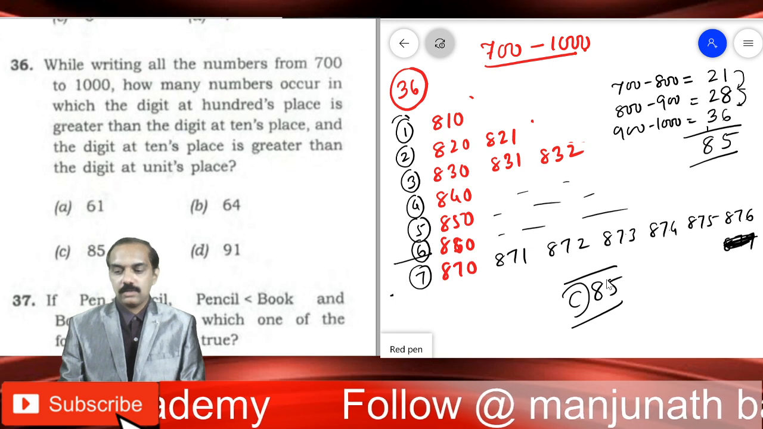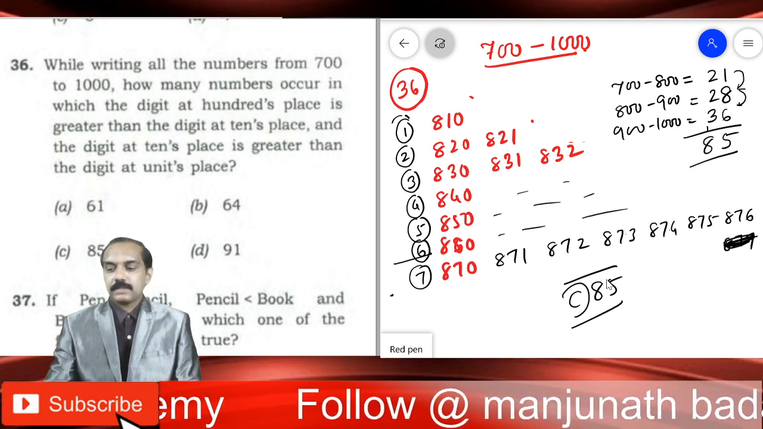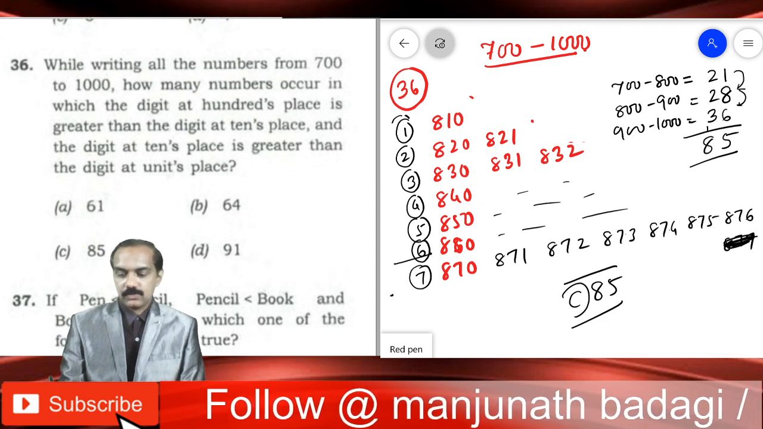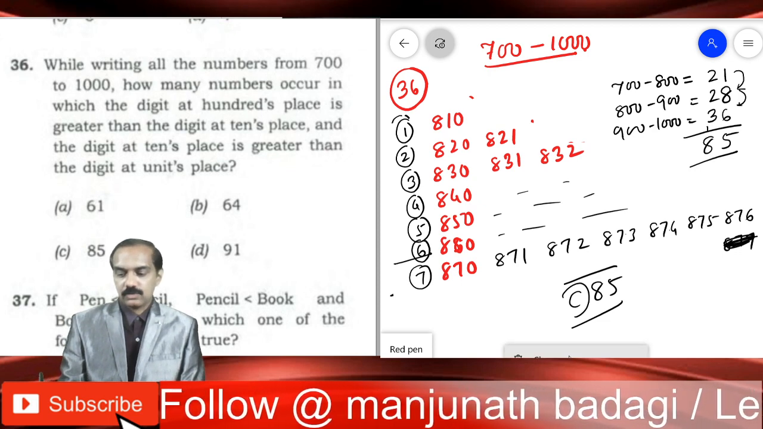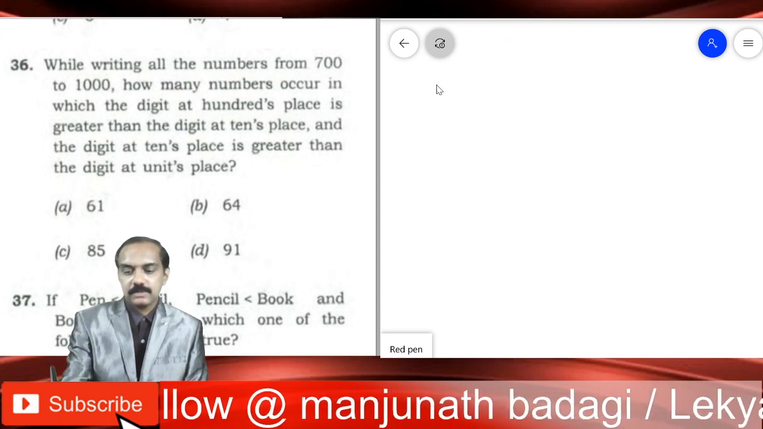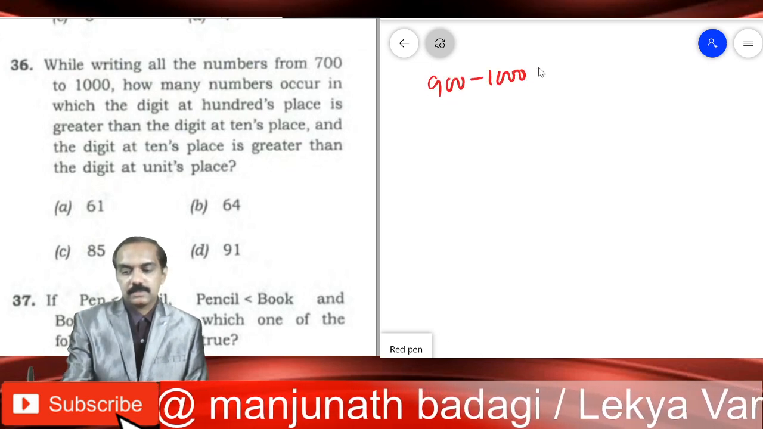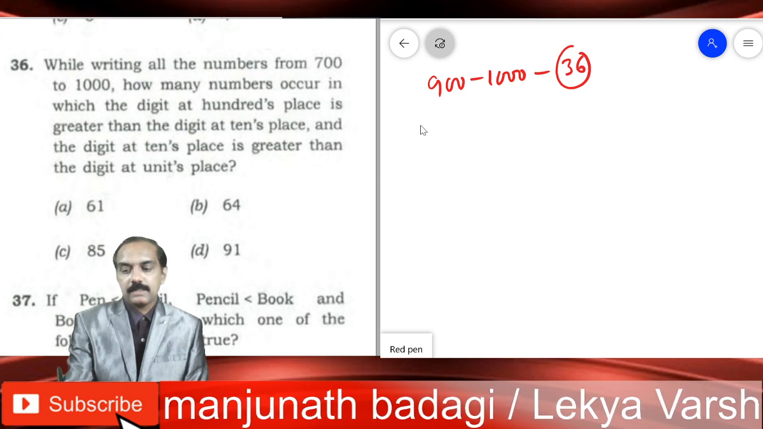If you want, I can write 36 numbers between 900 and 1000. Now I will show you which are those 36 between 900 and 1000 we had got 36. Now let me show them.